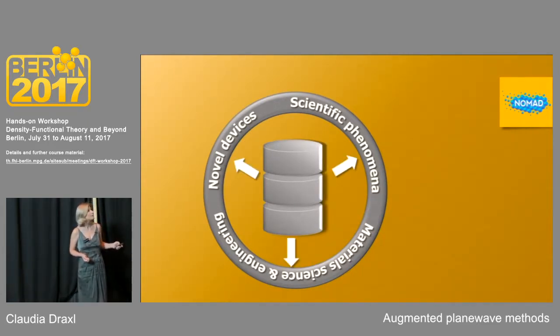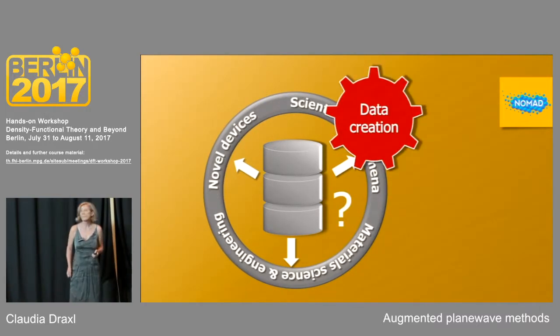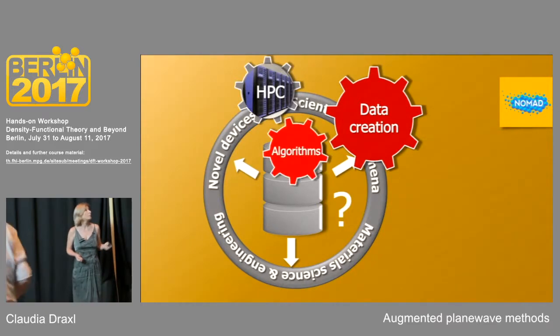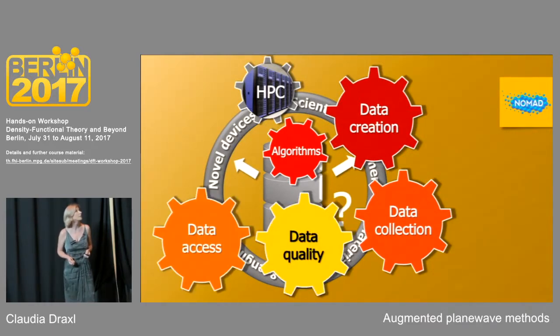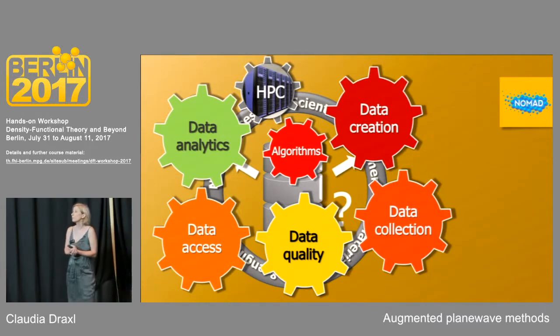In particular, if you try to answer the question of how you get from the data to this outer ring here, it concerns a lot of aspects, as I said. This has to do with the data creation, and this is basically where you all are here, learning about the codes to create them. Of course, we need HPCs and algorithms for this, but it also concerns the collection of data. It concerns data quality, giving access to the data that we all produce over the world, and finally, analyzing the data in order to learn more from the data that we produce.